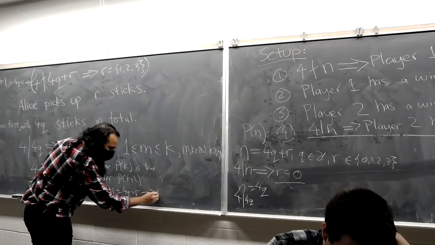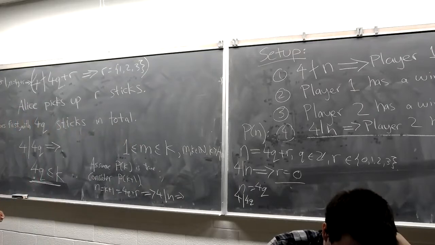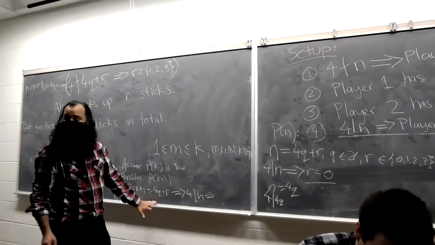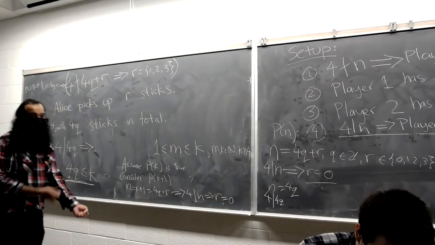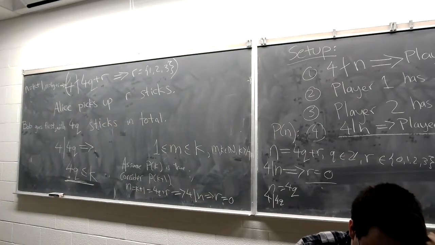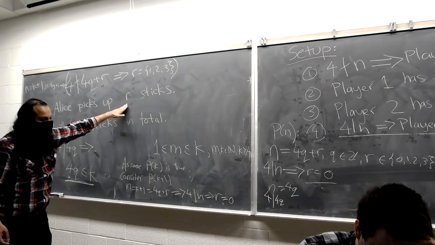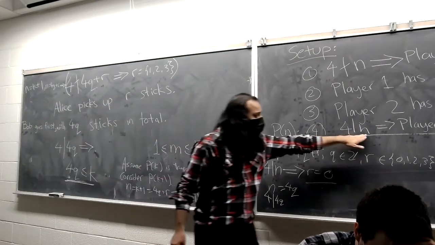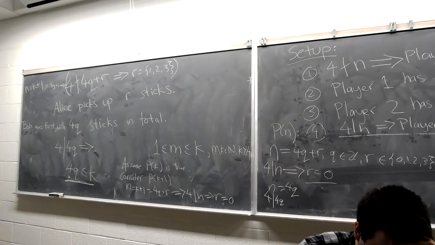So using that, if 4 divides n, what do you know? Yeah, and what do you know about n? n equals 4q plus r, and 4 divides it. So r equals 0. All right, so your strategy is not going to be the same as last time. That's maybe Lucas's question. What are you going to do next? Your strategy is not going to be Alice picks up r sticks, because r equals 0. In this case, where 4 divides n, r equals 0, so your strategy will not be pick up r sticks. Or maybe it will be pick up 0.